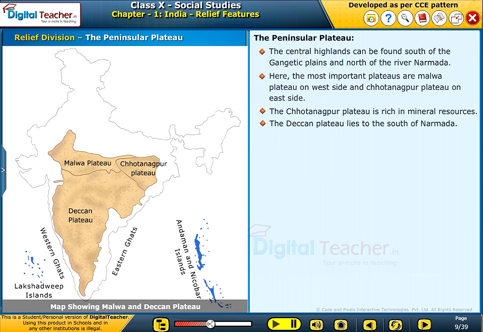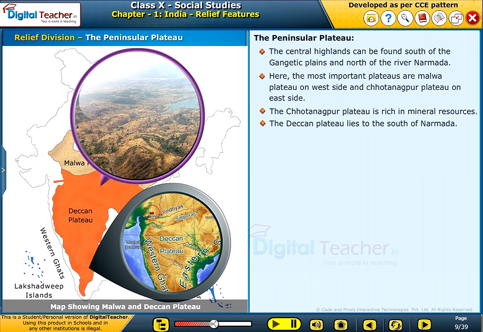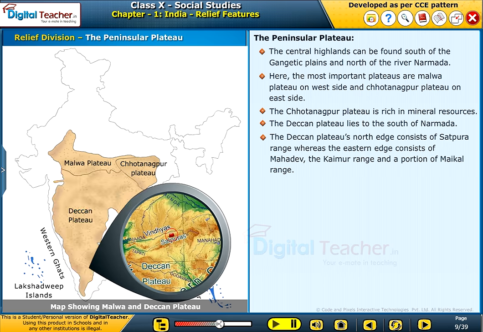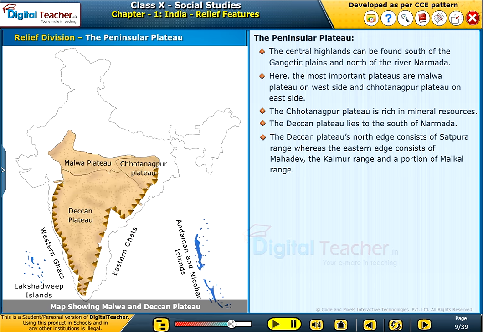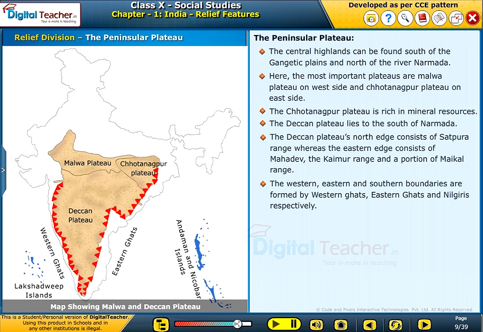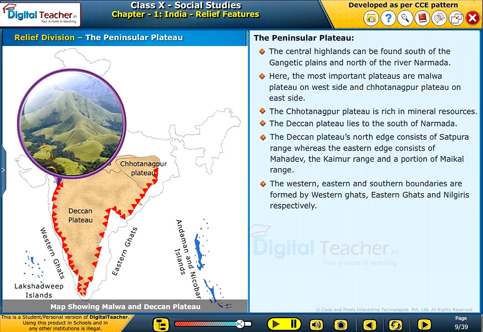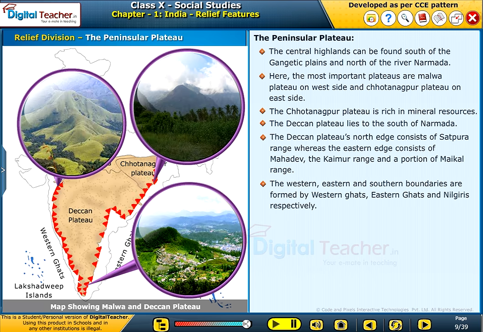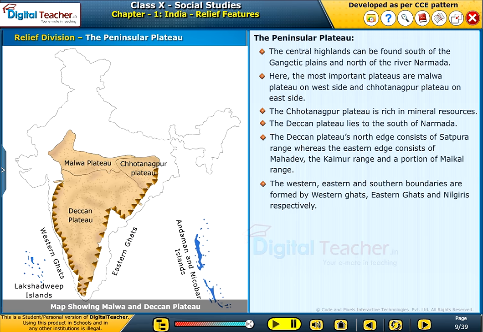The Deccan Plateau lies to the south of Narmada. The Deccan Plateau's north edge consists of Satpura Range, whereas the eastern edge consists of Mahadev, the Kaimur Range and a portion of Maikal Range. The western, eastern and southern boundaries are formed by Western Ghats, Eastern Ghats and Nilgiris respectively. Now, it's time to study about the Western and Eastern Ghats.